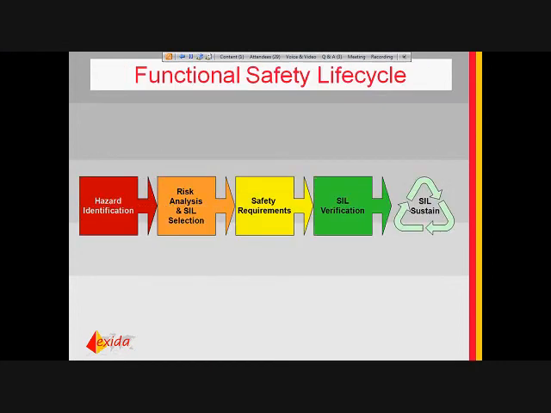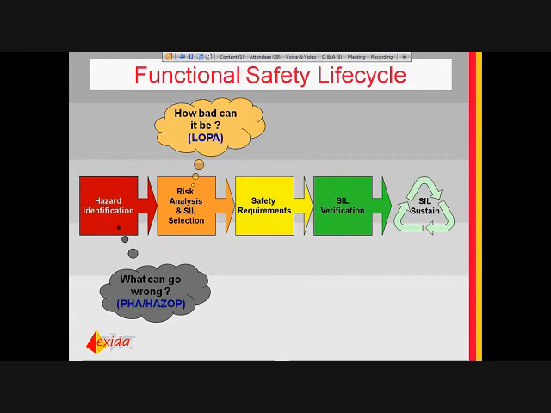So, what's the safety life cycle? If we take a look at the goals of the safety life cycle, it starts with hazard identification, essentially identifying what could go wrong through a process hazard analysis such as a HAZOP. It documents how bad it can be and how much risk reduction is necessary through SIL determination using techniques such as LOPA.